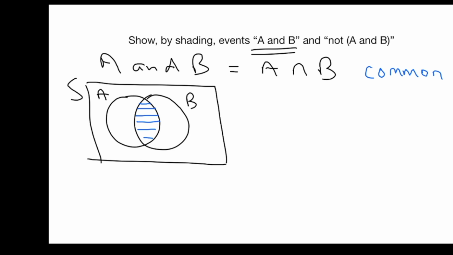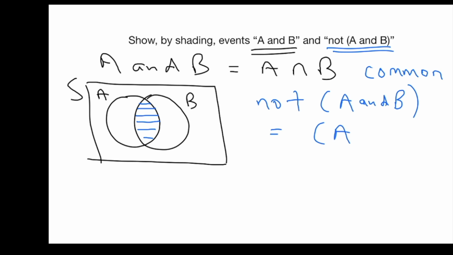All right. The second part says not A and B. Not A and B means it's outside A and B. You can actually write not A and B using some symbols. You'll be meeting these symbols. So this is how you write not A and B. The symbol means intersection, so it's A intersection B. Complement. So instead of saying not A and B, I can say complement of A and B, or complement of A intersection B, or A intersection B complement.